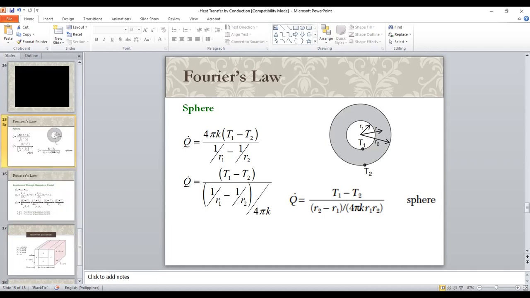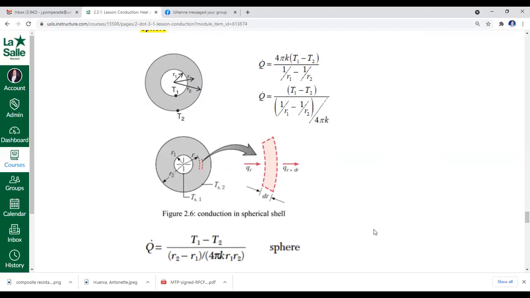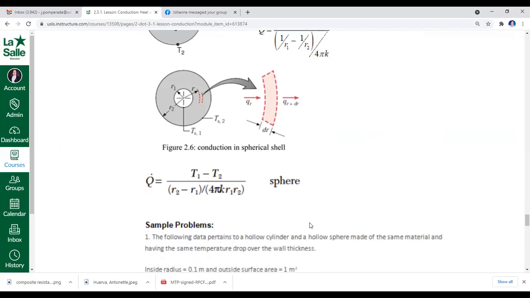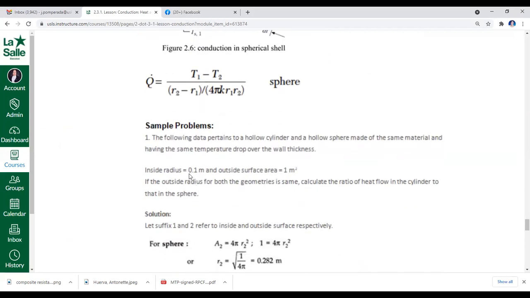Okay, so let me go back to the one in Canvas. If you can find one particular reference that breaks down the area for a hollow sphere concerning conductive heat transfer, then you may share it also with me or with the entire class. But with our books, we don't have one for that, but we have for the cylinder. For the sphere, we don't. Okay, now this is for the sphere, and this is our first sample problem.